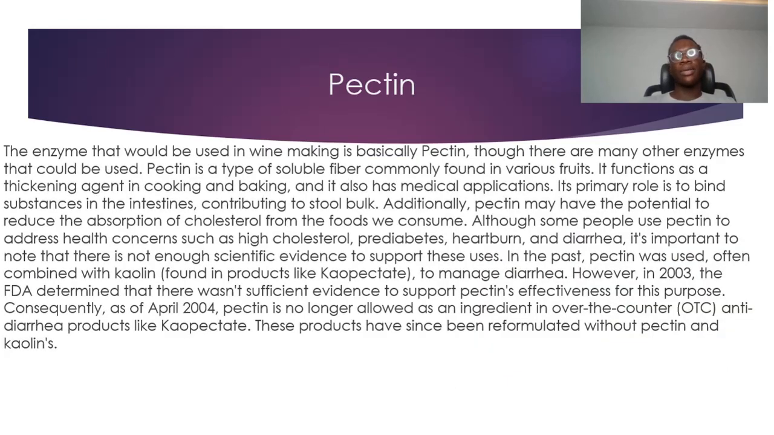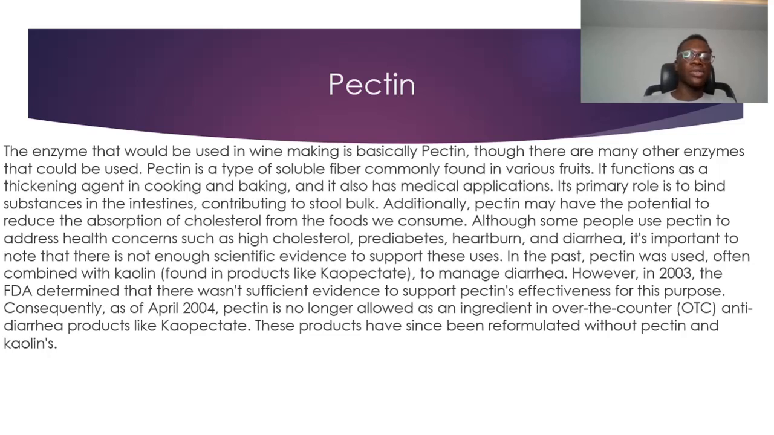So we are going to be talking about pectin, which is basically the enzyme being used in winemaking. There are many other enzymes being used in winemaking, but for today we'll be using pectin. So pectin is basically the enzyme used in winemaking, though there are many other enzymes which could be used.